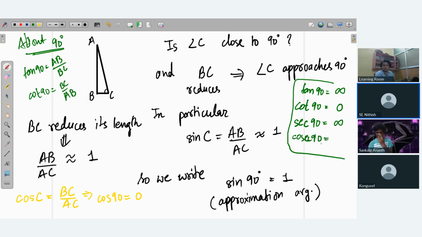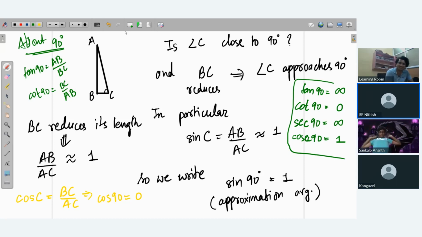It's 0, reciprocal of 0. No, it's 1. Sine 90 is 1, so it's the reciprocal of 1, which is 1. Cosec 90 is 1 by 1, which is 1. Oh, yeah, right.